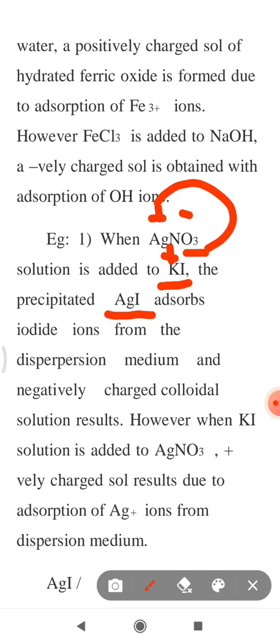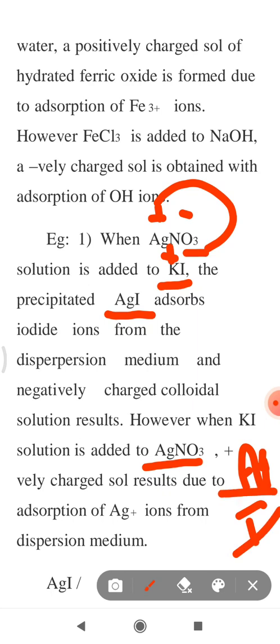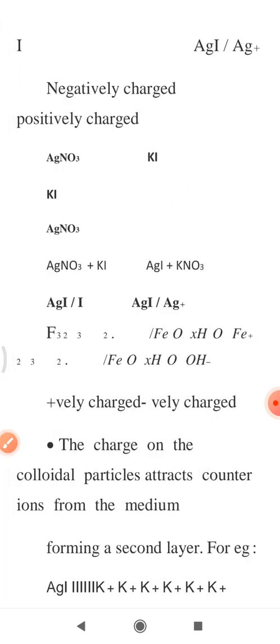So, KI and AgNO3, when you mix, again you will get AgI only, but here Ag is common now. So, what happens? AgI will adsorb Ag plus ion from the medium and you will get a positively charged sol. So, this is about the charge. Next, what I explained now is written in the form of equations or formulas. So, the charge on the colloidal particle attracts the counter ion from the medium, obviously, right? Opposite ions attract each other.